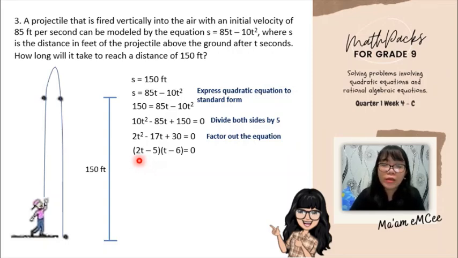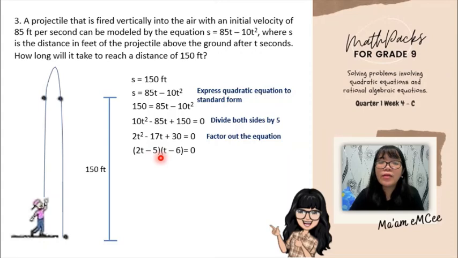If you use the FOIL method, we will have 2t times t, which is equal to 2t squared. 2t times negative 6 is negative 12t. Negative 5 times t is negative 5t. Negative 12t minus 5t is equal to negative 17t.